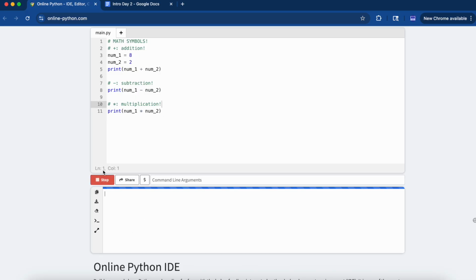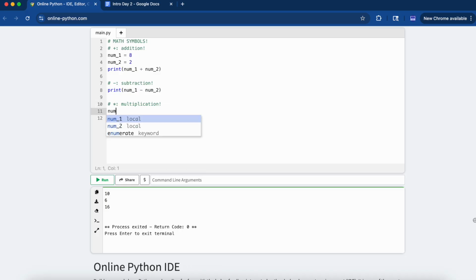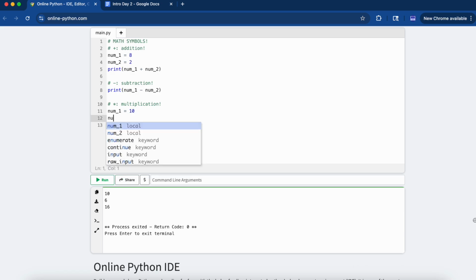Now, we could do it with 8 and 2 and get 16, but say we wanted to switch up the numbers a little. Let's do num1 equals 10, num2, set that equal to 5. We can do that as well. And we're just changing up the numbers for fun here. But that is the way you multiply in Python.